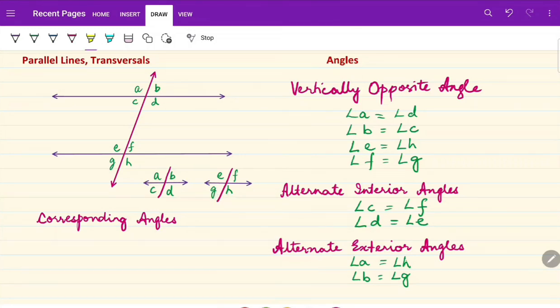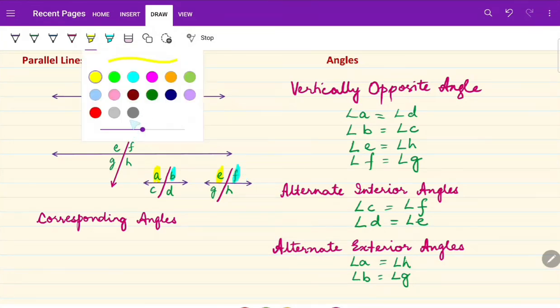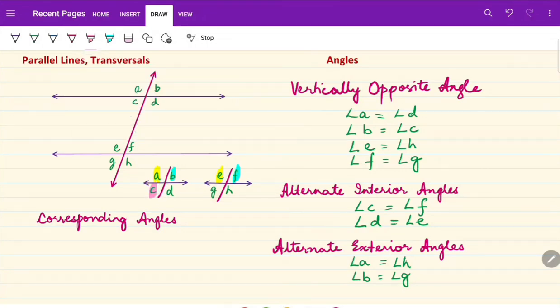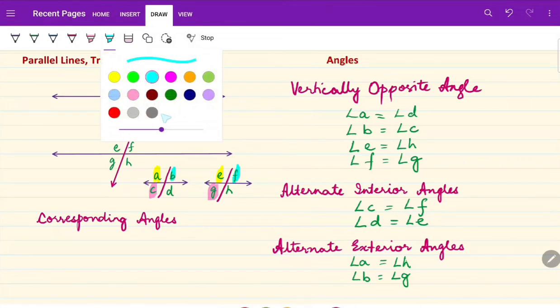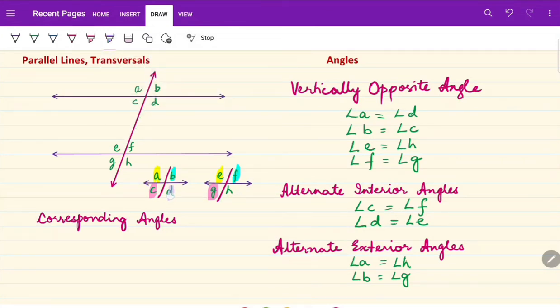So let's highlight those. A corresponds to angle E. Then we have B corresponding to angle F. Then we have, let's pick another color here. C corresponds to angle G, and perhaps another color. D corresponds to H. All right.